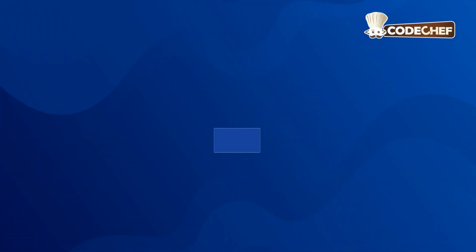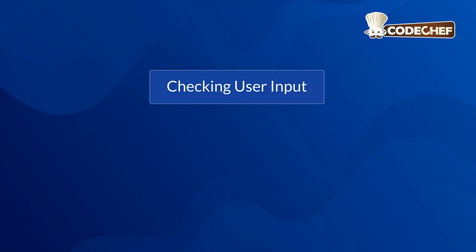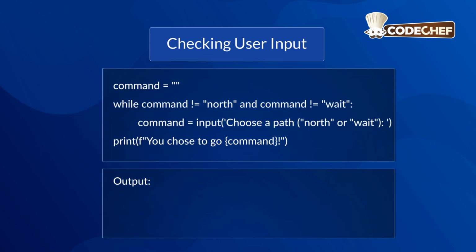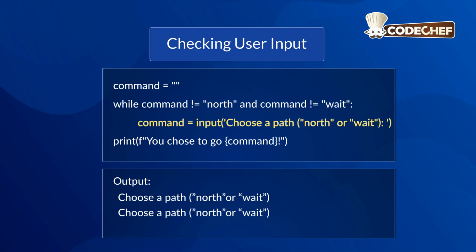We need to make sure the user gives a correct answer. This while loop helps us do that. It will keep asking for input as long as the command isn't north or wait. Once the user types a valid option, the loop's condition becomes false and the program continues.